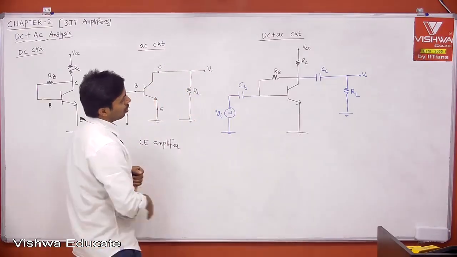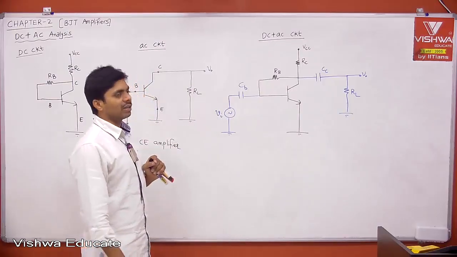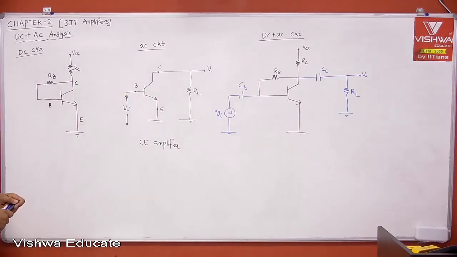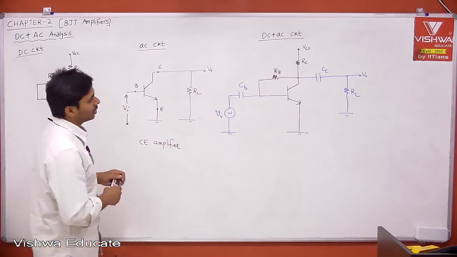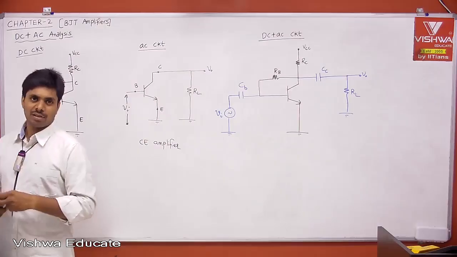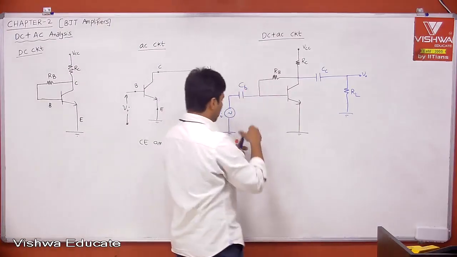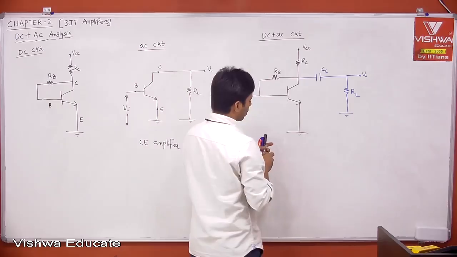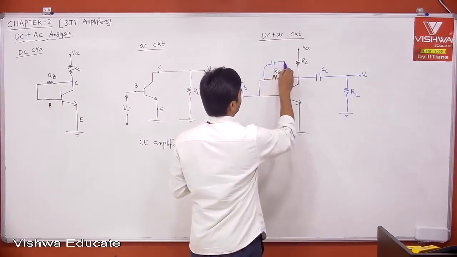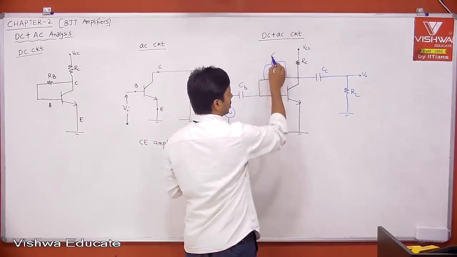Similarly, here I want this RB for DC analysis. I don't want this RB for AC analysis. What to do? Tell me. Shall I put a capacitor in parallel to it, like your bypass capacitor? Okay, if I keep it like this.